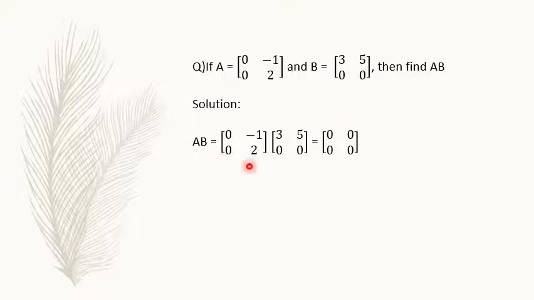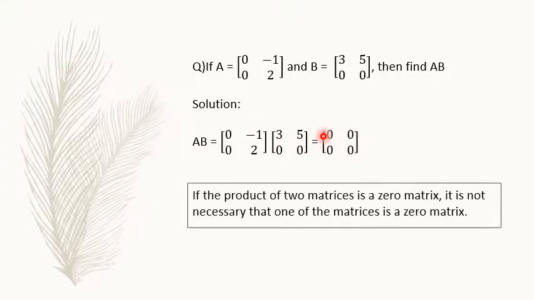Here, the product of these two matrices is a zero matrix. But here, A is a non-zero matrix and B is a non-zero matrix. But the product AB is a zero matrix. That is, if the product of two matrices is a zero matrix, it's not necessary that one of the matrices is a zero matrix. Here, the product of these two non-zero matrices gives a zero matrix.